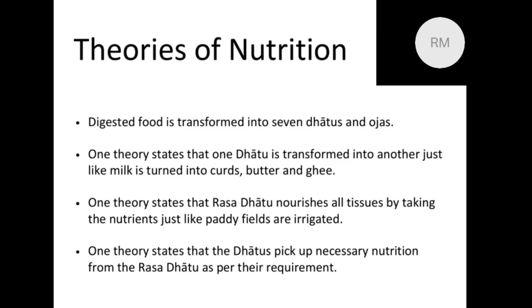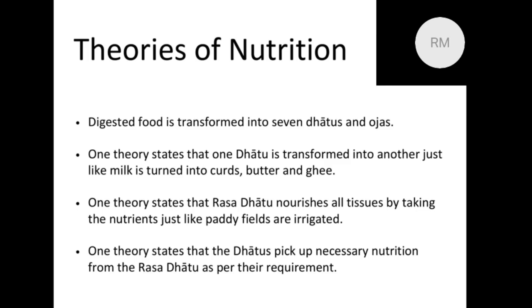Which means when digestion happens, the food that we eat gets completely transformed and absorbed as Rasa Dhātu. The gross waste is removed as Malās. And Rasa Dhātu, as it gets cooked, gets completely transformed to Rakta Dhātu. And Rakta Dhātu, when it gets cooked, gets completely transformed to Mamsa Dhātu. So this is one theory of how the different Dhātus are formed in the human body.